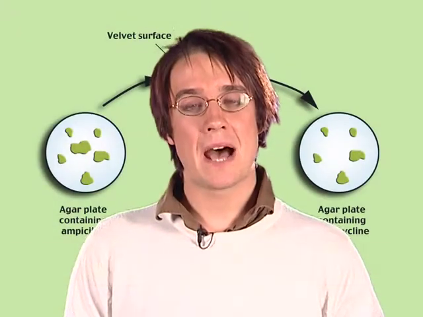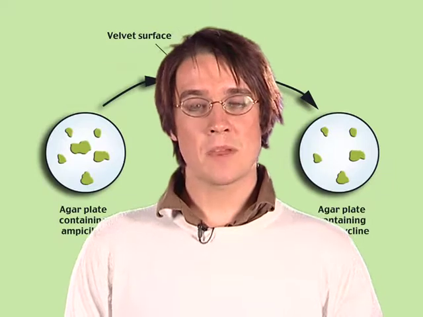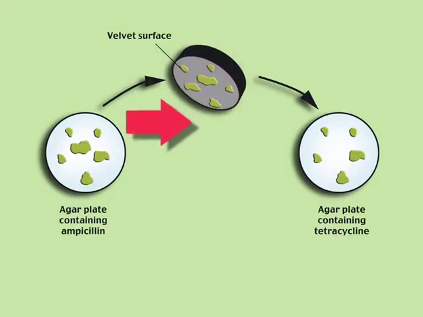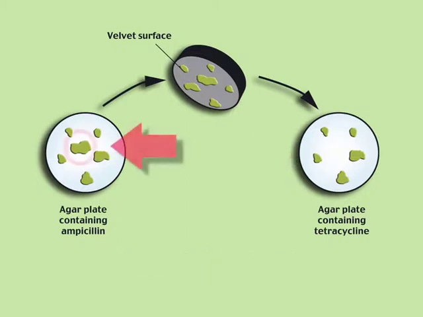A sterile velvet pad is pressed onto the ampicillin agar plate and, keeping the orientation the same, pressed onto another agar plate that contains tetracycline. This second plate is then cultured and we compare the two. The colony of bacteria present on the ampicillin plate but absent from the tetracycline plate is the colony that can be removed and cultured. This colony of bacteria consists of individual bacteria that all have the insulin gene.